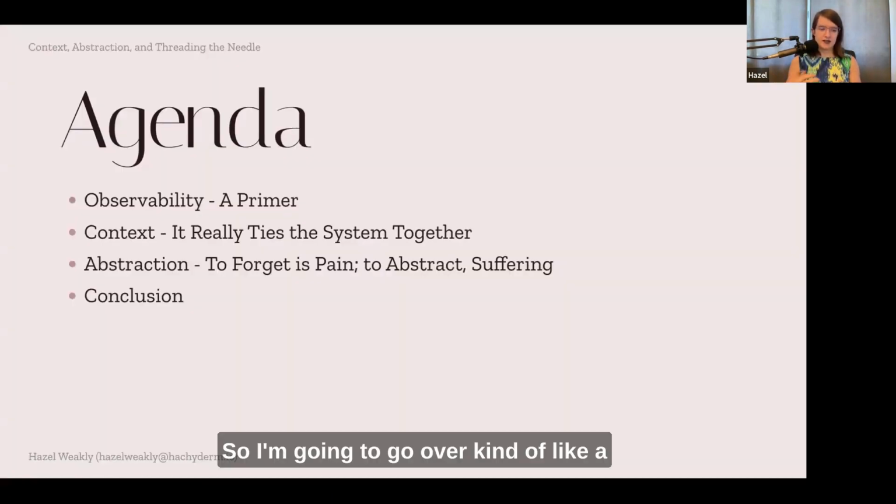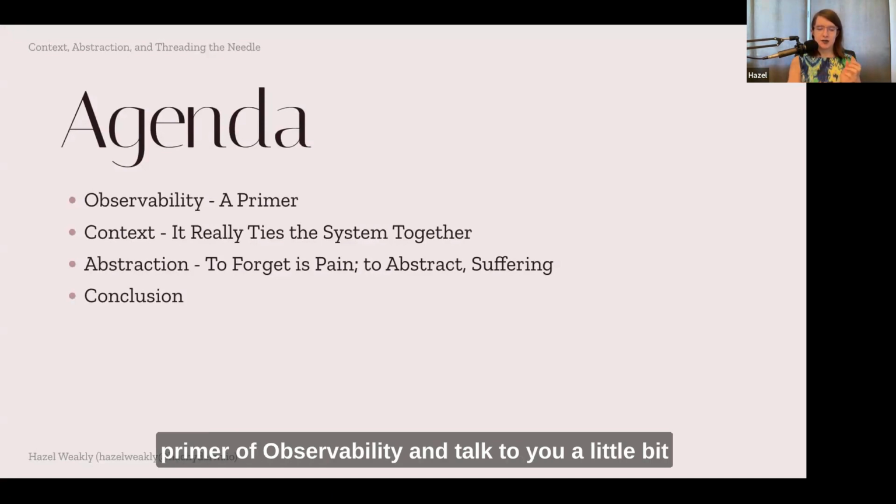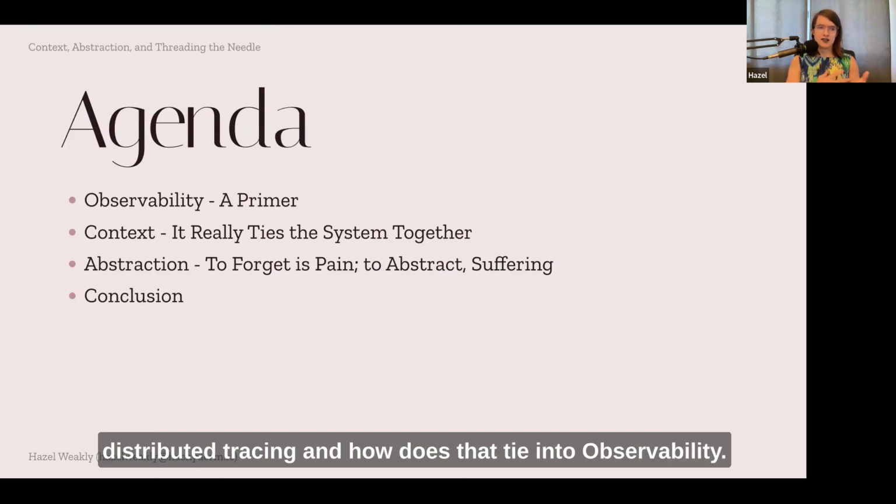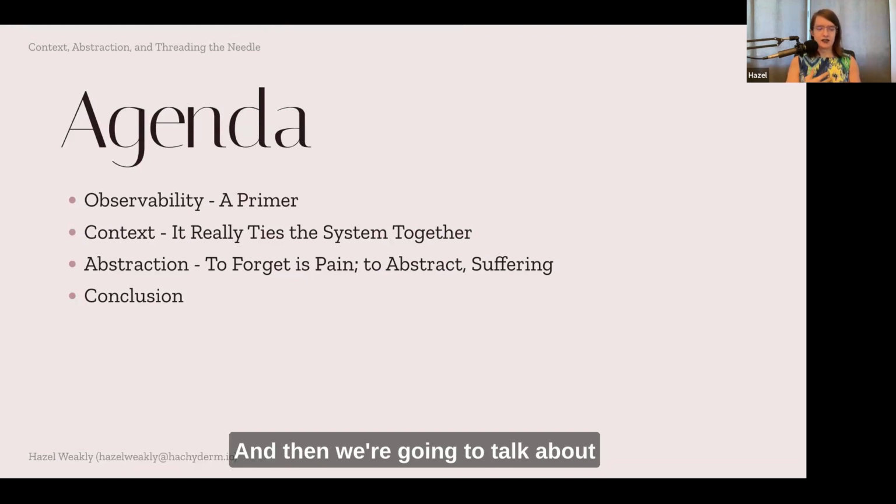So I'm going to go over a primer of observability and talk to you a little bit about how I think about it and what that context is, and the historical why: why do we need distributed tracing, and how does that tie into observability? And then we're going to talk about some components of distributed tracing, mainly context.